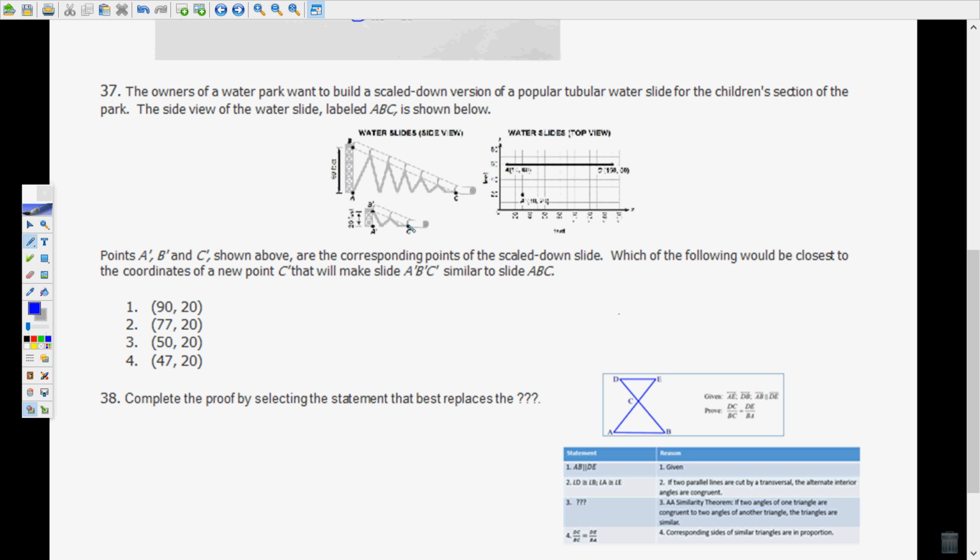Welcome back. We're on number 37 of our packet now. So let's get started with that one.